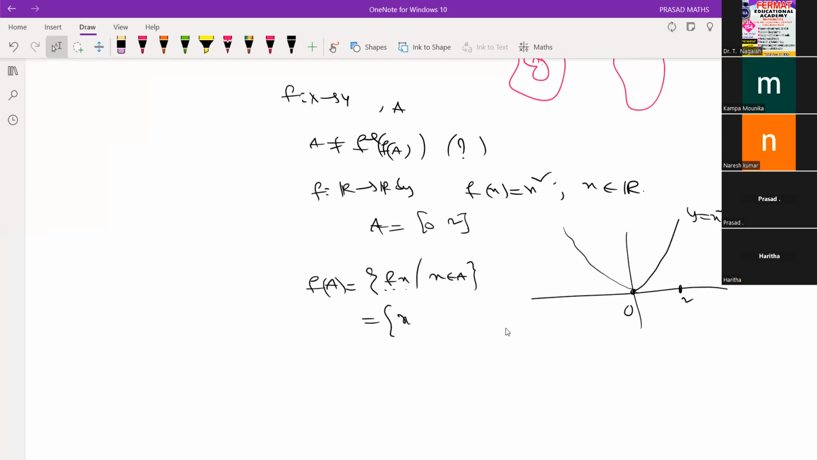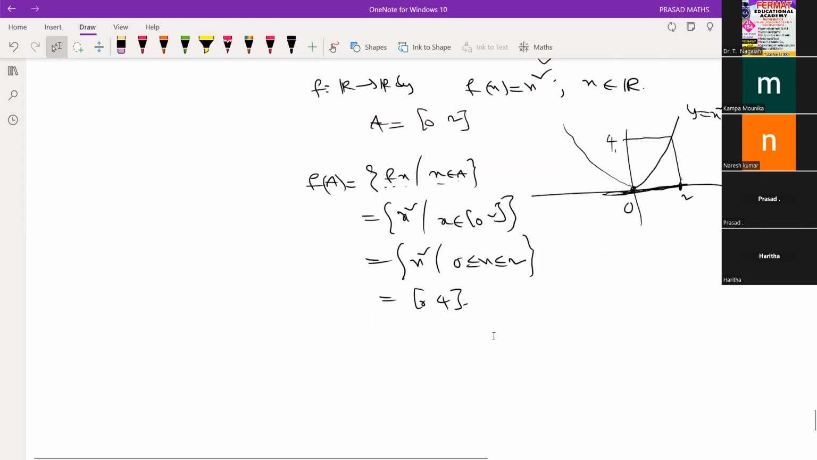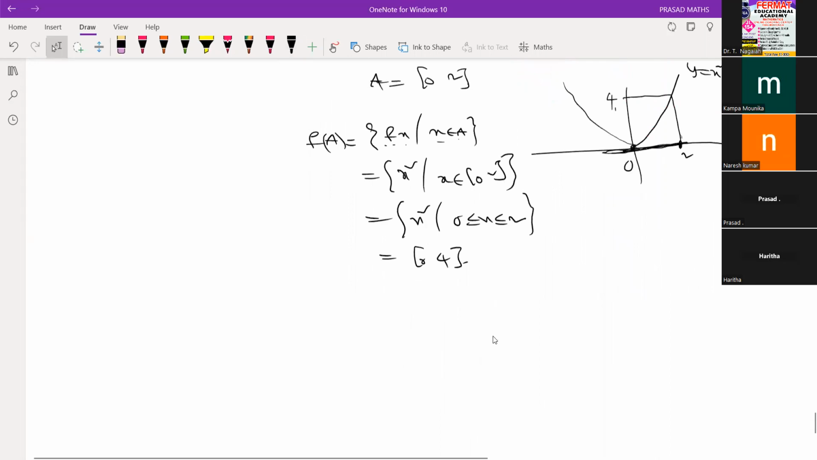That means what is my fx? X square. What is my x belongs to a? X belongs to a. What is a? 0 to 2. That means set of all x square such that 0 less than or equals to x less than or equals to 2. So what is this when you simplify this? See, this is my x equals to 0. When you draw a line, it meets the curve at 0 only. So this is my actually what? 2. So what is the image? What is the image? 4. Therefore, what you get? 0 to 4.